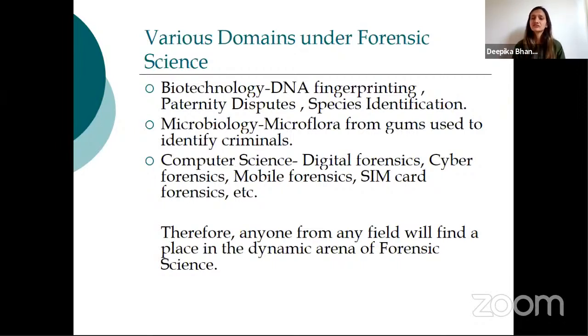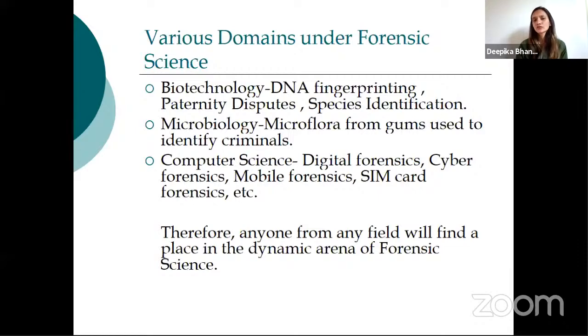The latest, which we are all aware of, is computer science. Digital forensics: digital is anything which has digits, which works on binary, 0 and 1, whether it is a mobile, a computer, a tablet or anything. Cyber forensics is a huge domain, the cyberspace, covering crimes that are done through the internet. Then mobile forensics, because people have a lot of things on their mobiles, it is like a walking computer these days. Then SIM card forensics. Why SIM card forensics? People tend to break their SIM cards after they have committed some kind of crime. All these come under computer science.